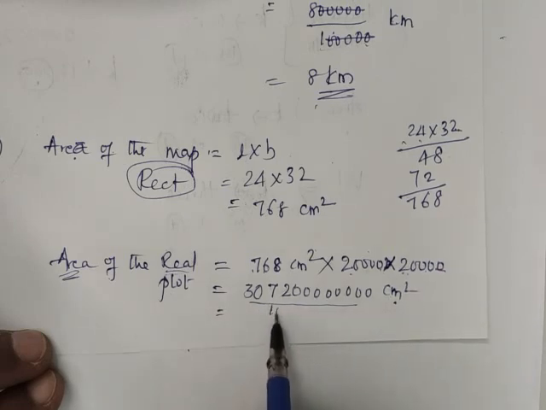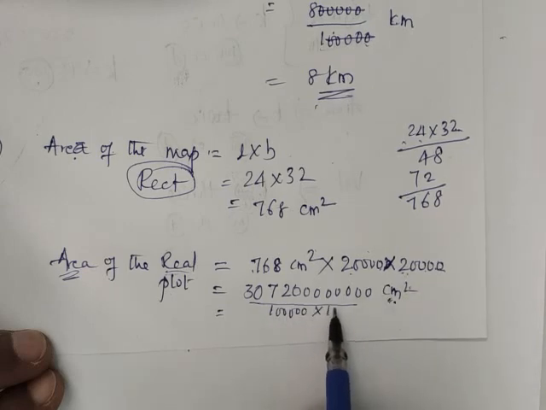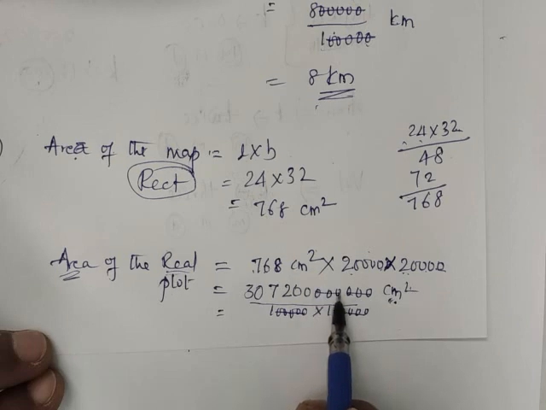Centimeter to kilometer to convert, 1 lakh I have to divide. But here it is centimeter square, so not 2 times, I should divide 2 times. So 5 zeros, totally 10 zeros. 3, 6, 8, 2 more zeros not cancelling, no?